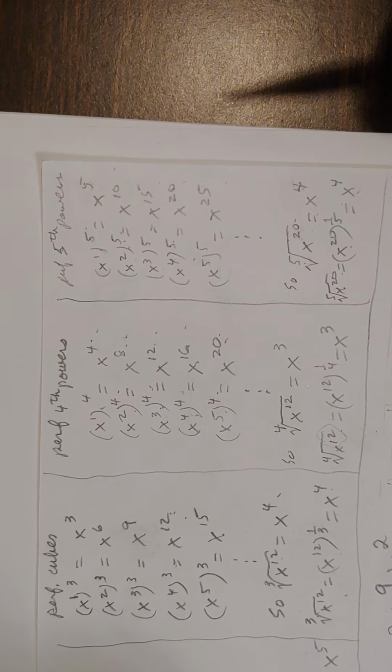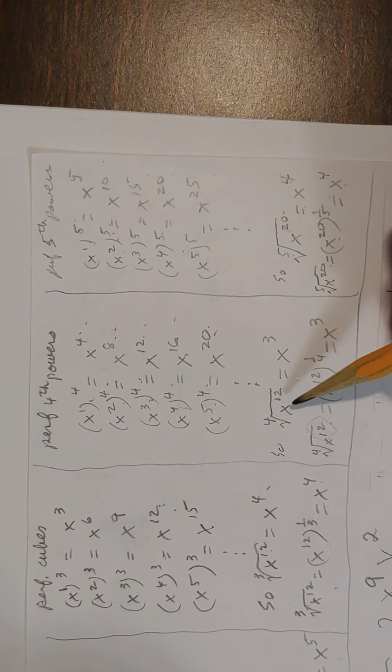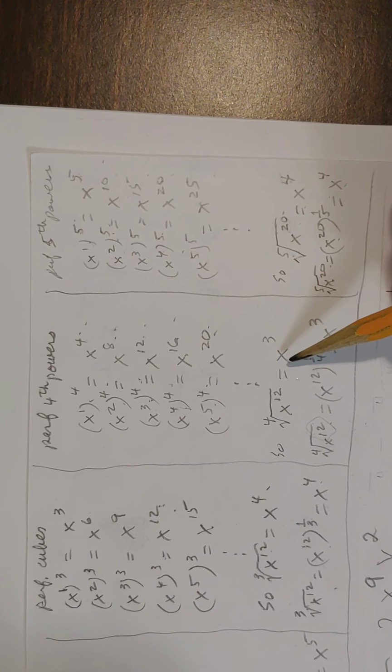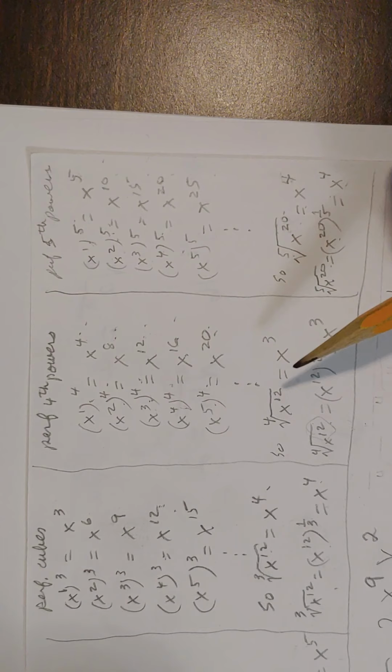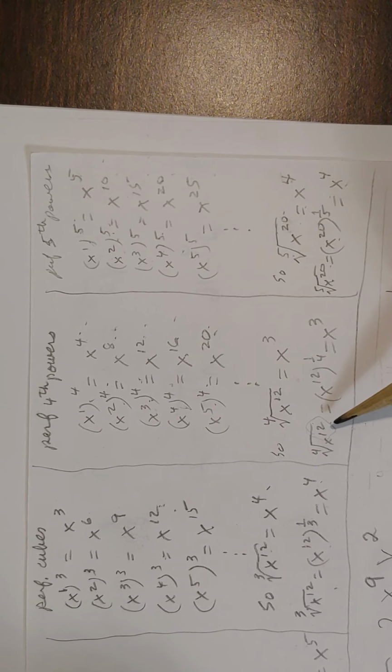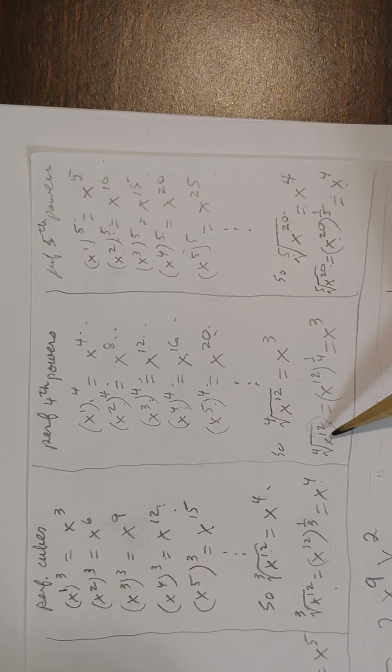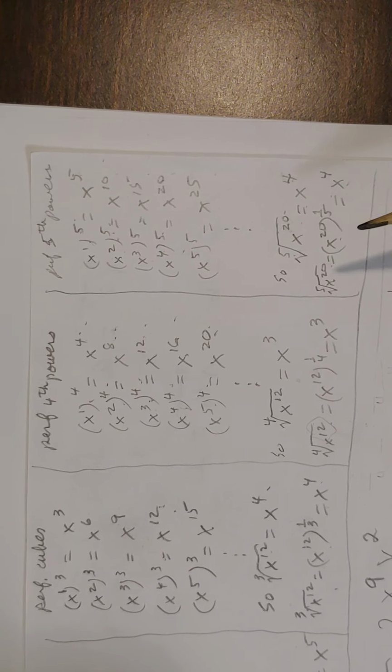They're divisible by 5. So the 4th root of x to the 12th, for example, would be x cubed, because x cubed to the 4th power is x to the 12th. If we wrote it using the radical and exponential form, we could say the 4th root of x to the 12th is x to the 12th to the 1/4. Multiplying the exponents, 12 times 1/4 is 3, so we get x cubed.